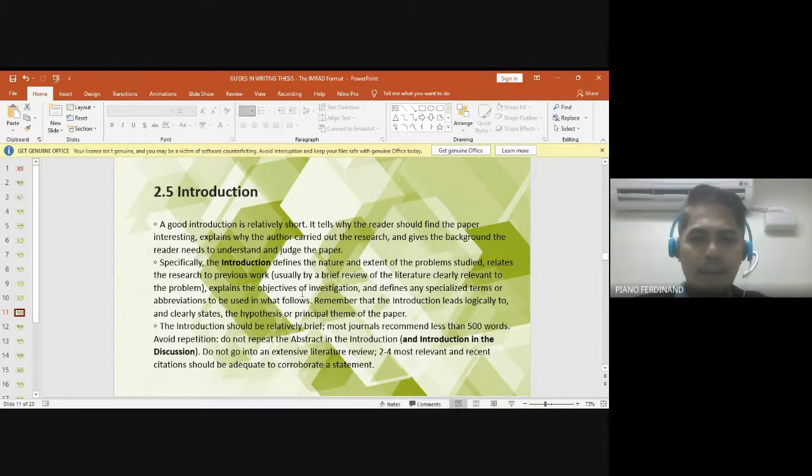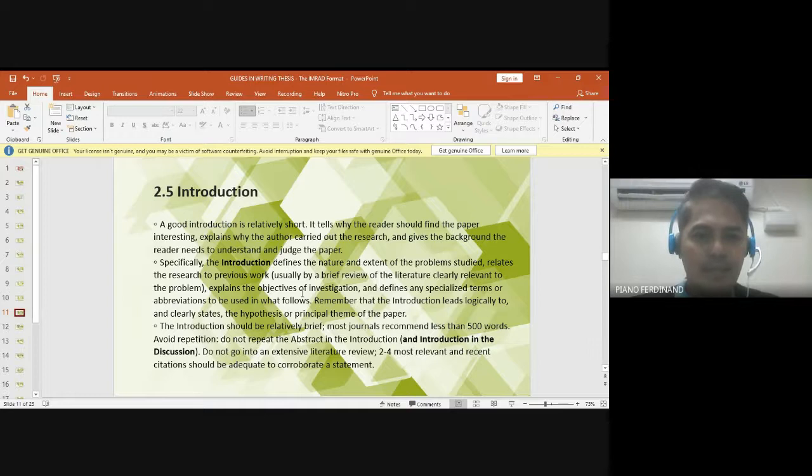Okay? Remember that the introduction leads logically to clearly stating the hypothesis or principal theme of the paper. So, dito po sa introduction, dapat maging malinaw po at mabanggit po yung nature at yung extent ng problem na pinag-uusapan. Okay?